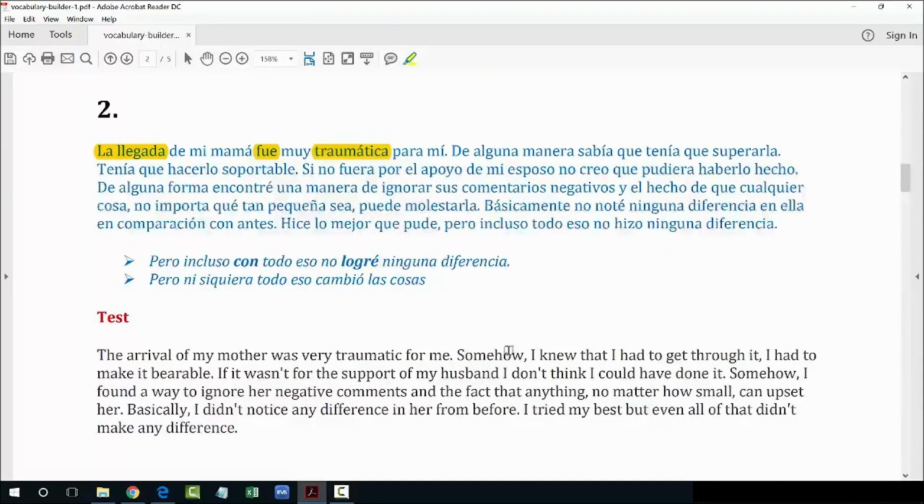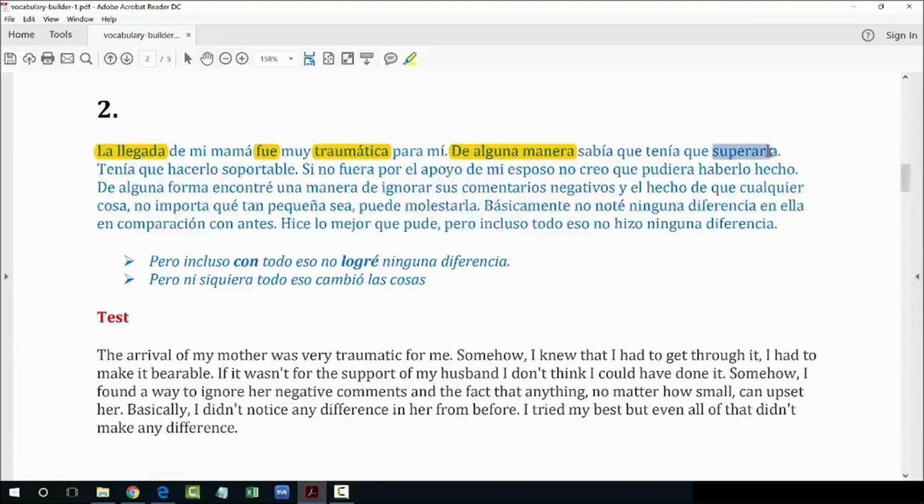Then we have somehow I knew that I had to get through it. This is this sentence here. So somehow is a great piece of glue. De alguna manera, somehow. Then we have sabía, I knew. Then we have tenía que, for I had to. So this is matching as well, keeping the line going. Sabía que, tenía que. See, it's all one line. I knew that I had to.